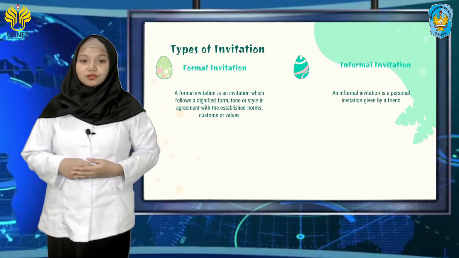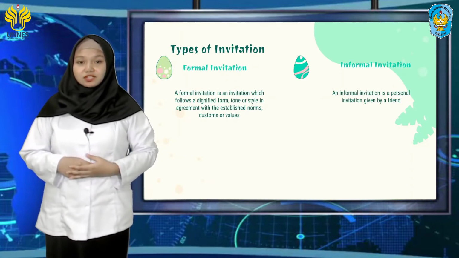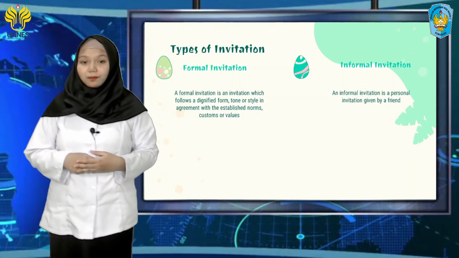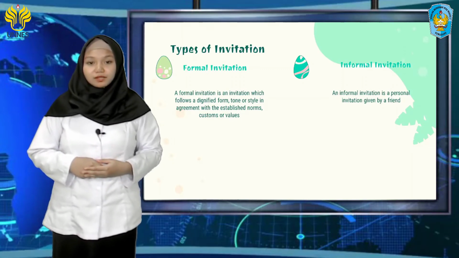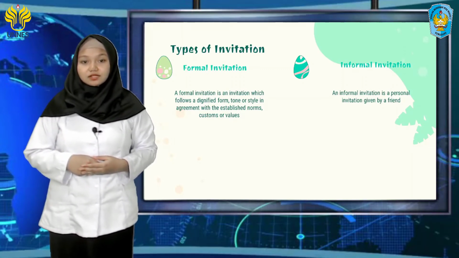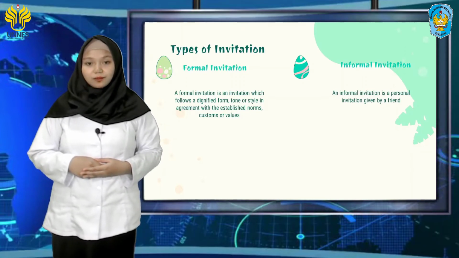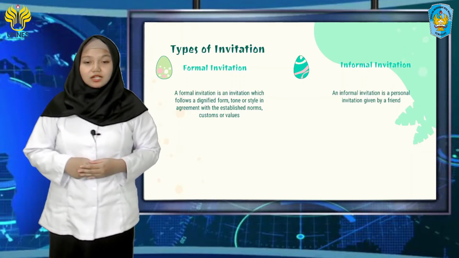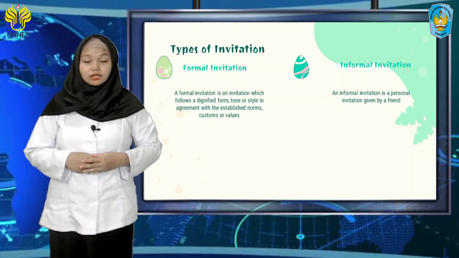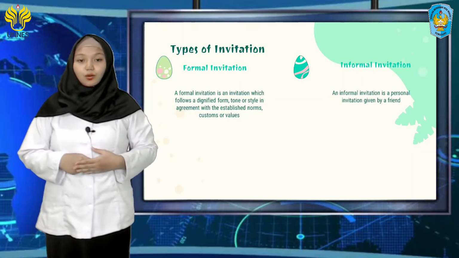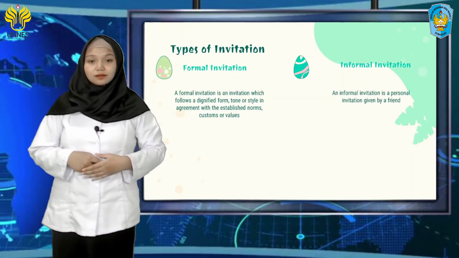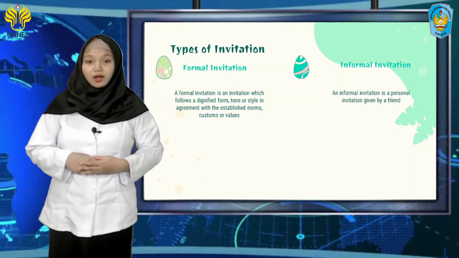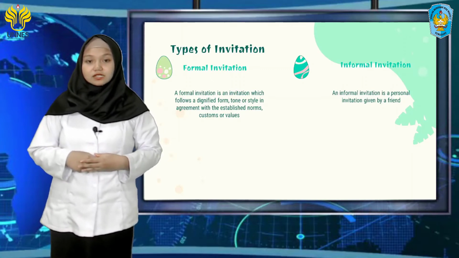Now I have two definitions, types of invitation. The first one is formal invitation and the second one is informal invitation. First, we are going to talk about formal invitation. A formal invitation is an invitation which follows a dignified form, tone, or style in agreement with the established norms, customs, or values. So the formal invitation is really formal. We could observe it by the words and sentences that are used in the formal invitation. For example, wedding party. Yeah, wedding party usually is the formal one.